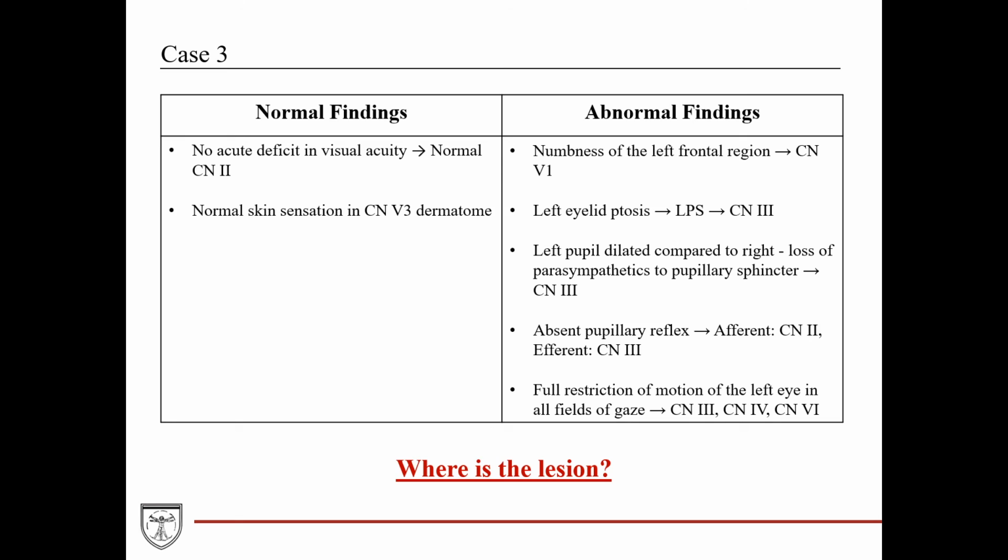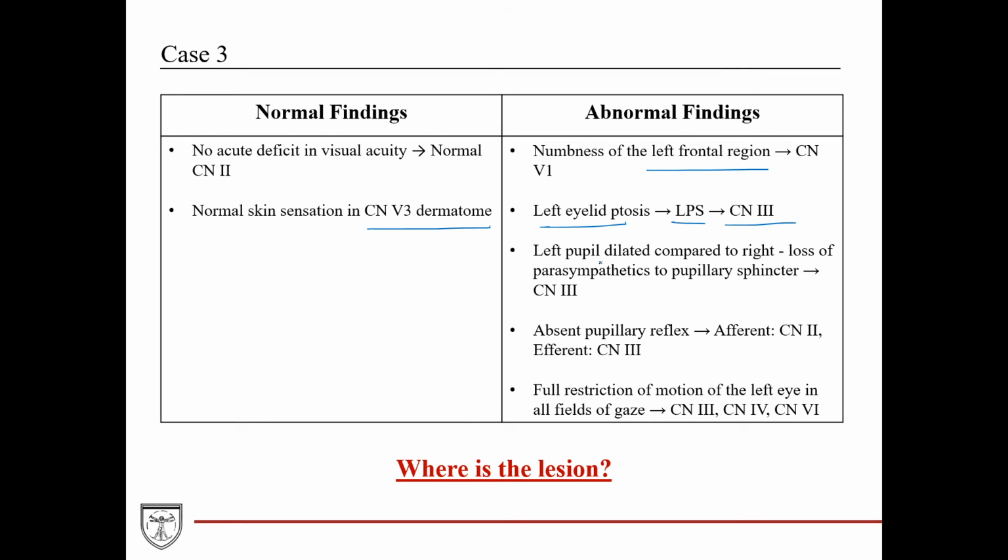So lastly here, we want to think about the normal findings. This table just summarizes everything. There's no acute deficit in visual acuity, so he's got a normal optic nerve, normal skin sensation in this dermatome here. However, he's got numbness in the left frontal region, so that's the ophthalmic nerve. Left eyelid ptosis, levator palpebrae superioris, which is cranial nerve 3.